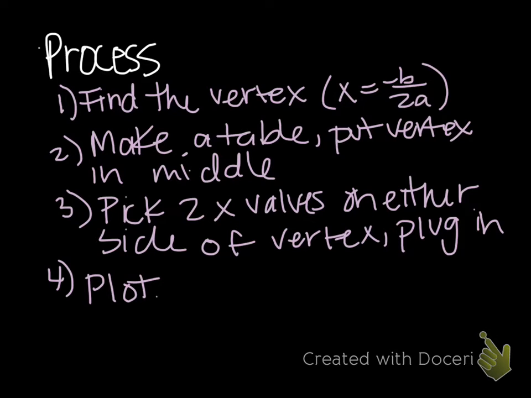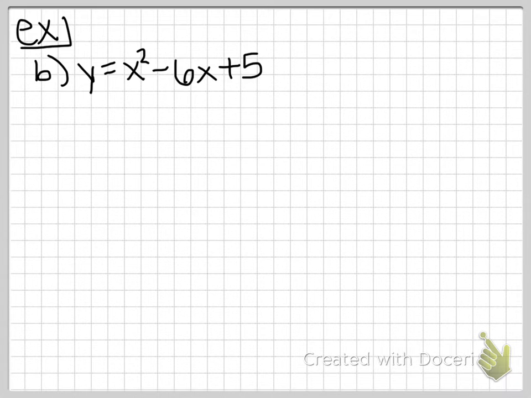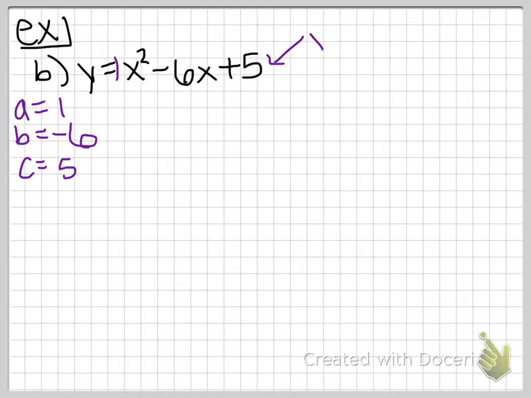So as far as the examples go, I'm going to do letter B and D on your page, and you're going to try A and C as practice. So again, we're going to identify what a, b, and c are first. So a is always in front of your x squared. So I have a 1x squared, so a is 1. I have a negative 6 in front of my x value, and 5 is my c value. So again, in terms of what we know the y-intercept is going to be equal to 5. So if you want to jot that down, that this is your y-intercept.